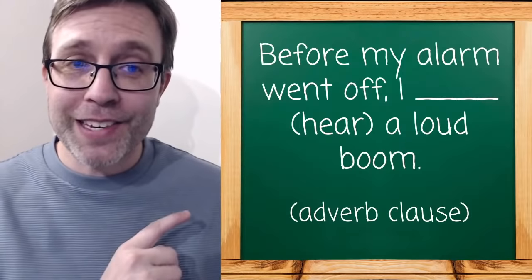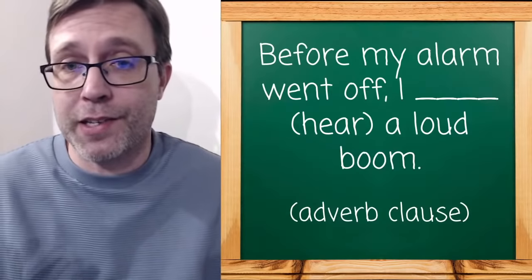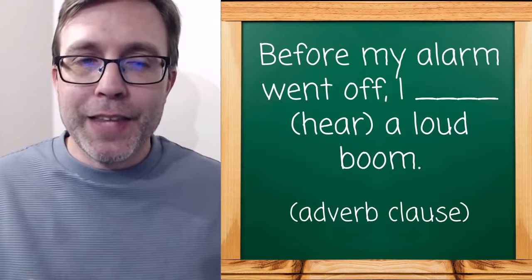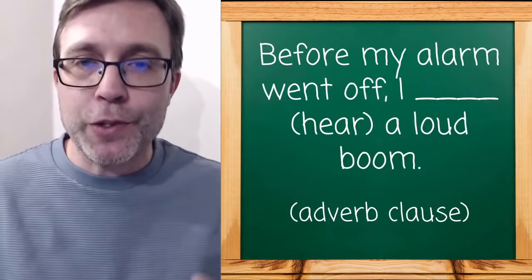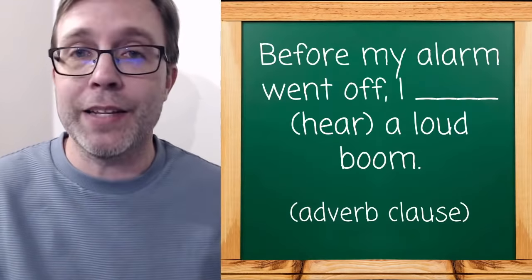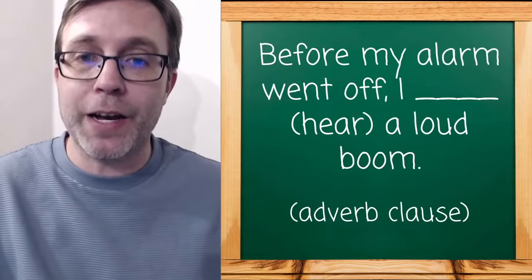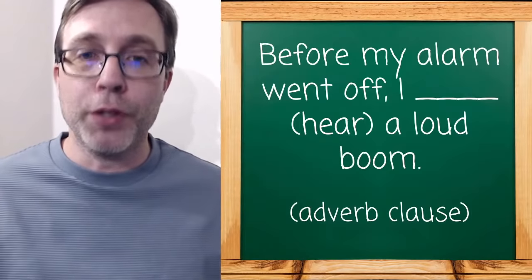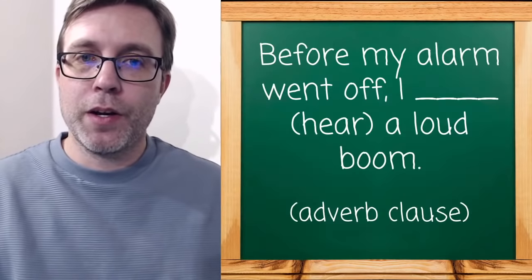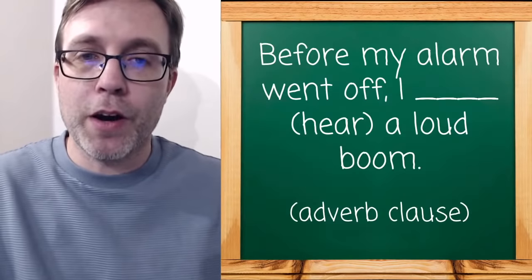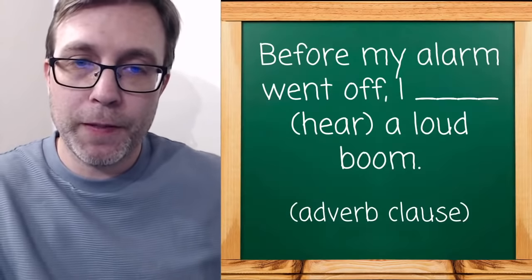The next one. So this, I'm telling you, there's an adverb clause in this sentence. And the adverb clause is before my alarm went off. The hint is really, think about that adverb clause, and that's going to help you determine the verb tense, that main verb, which is here. So before my alarm went off, I a loud boom. What would you say? Before my alarm went off, I a loud boom.